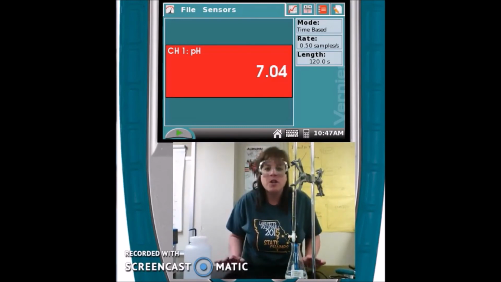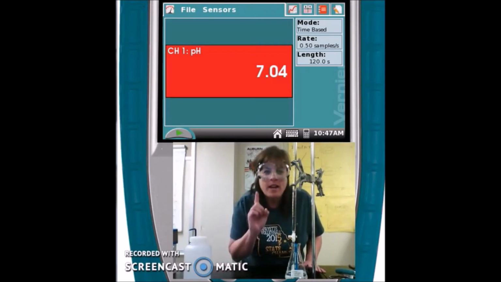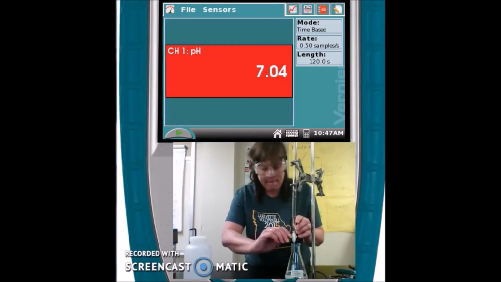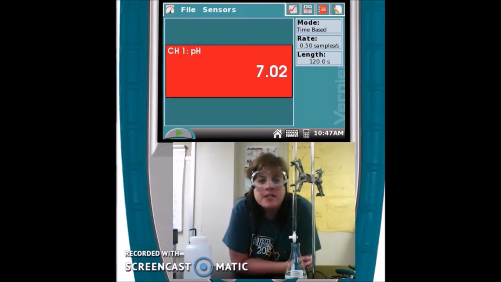We are so close now. So close. Let's give it one more quick little turn. I think we're going to call that close enough to 7. All right, so let's see how much we've got left in our burette.